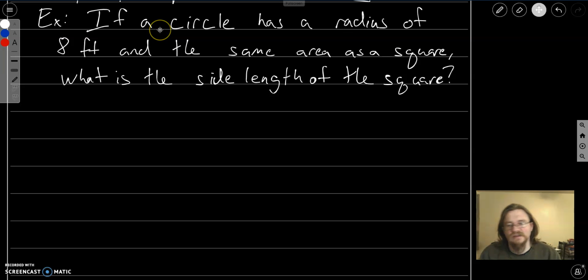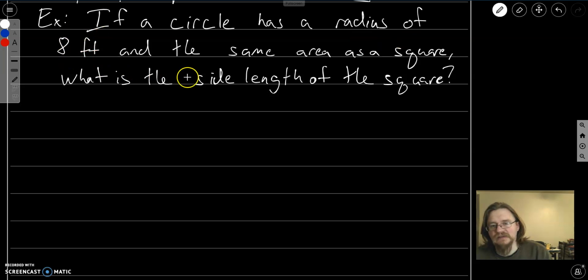Hello and welcome back. Let's do one final example that will show up in homework 11, putting it all together. So here, if a circle has a radius of 8 feet and has the same area as a square, what is the side length of the square? So before we do anything else, let's draw some pictures.